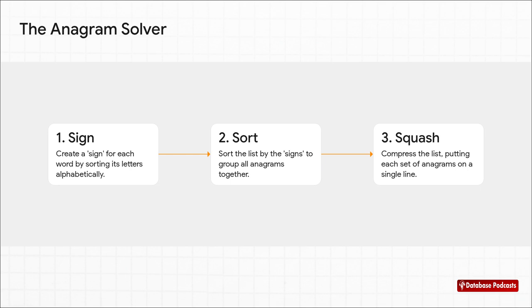The output of that program is then piped, which literally means it becomes the input for the next program, a standard sort utility. This groups all those identical signatures together. And finally, that sorted list gets piped to one last program, Squash, which just cleans it all up, putting each set of anagrams on a single line. See? 3 separate steps, one clean, logical flow of data.